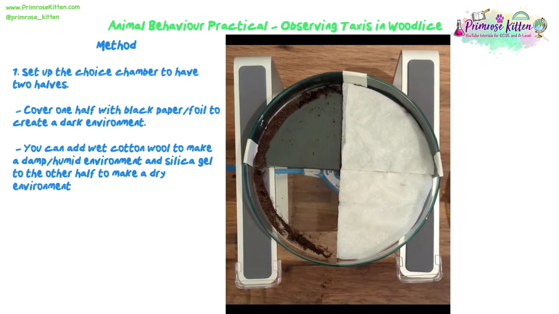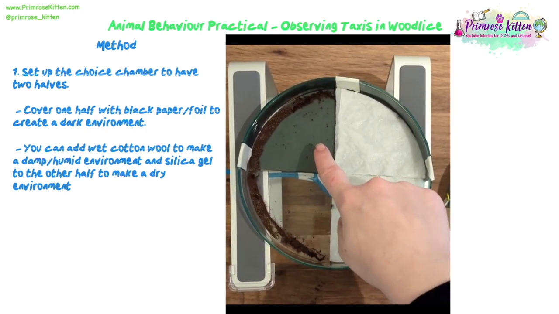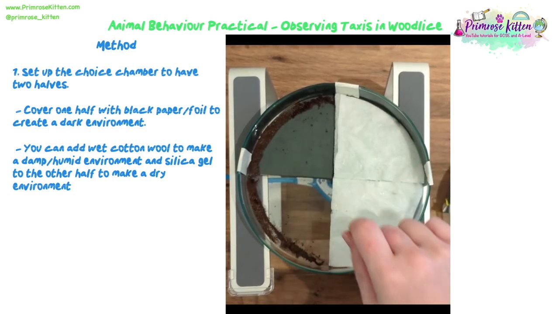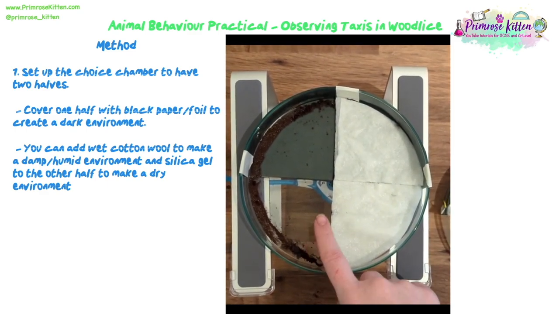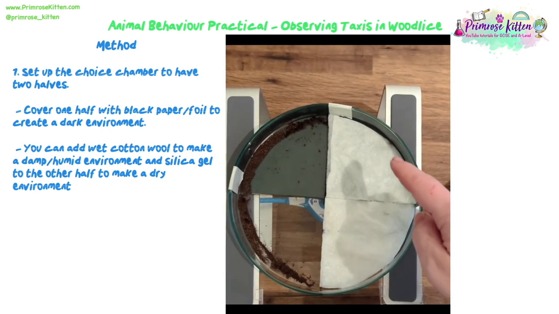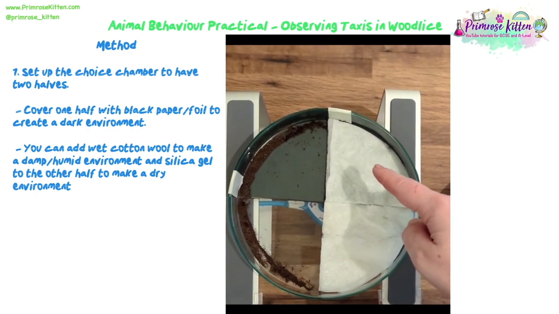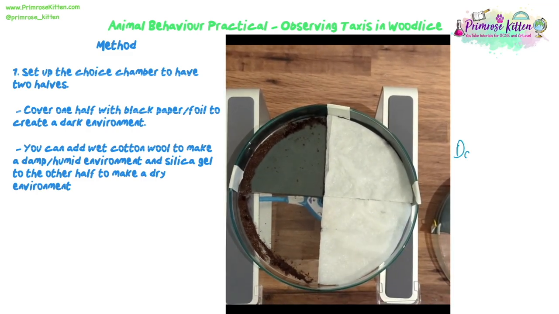I've got four quadrants, and that'll make more sense once I put the lid on in a second. But you can see we've got dry here and dry here. This will be dry in the dark, because when I put the lid on, this is covered by the dark green paper. And then I've got the light square here as well. And then in these two, I've put some kitchen towel, and I've just made them wet, so it's going to be a damp environment. And again, I've got dark this side and light this side.